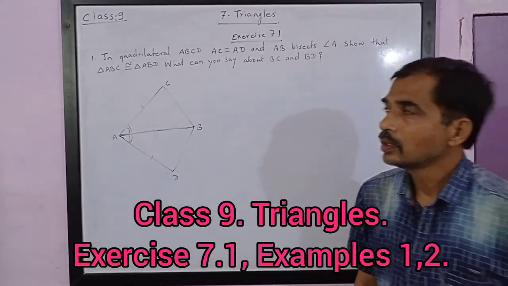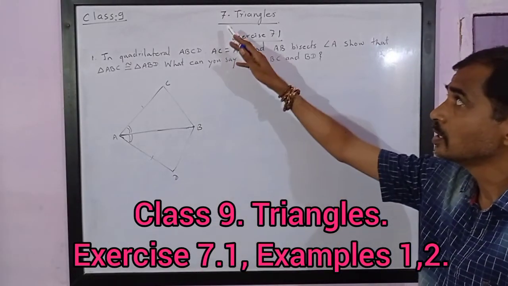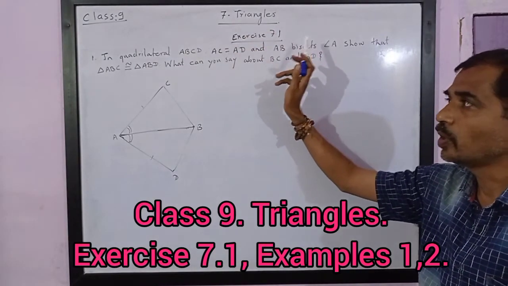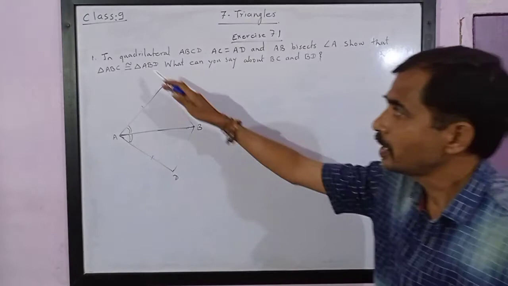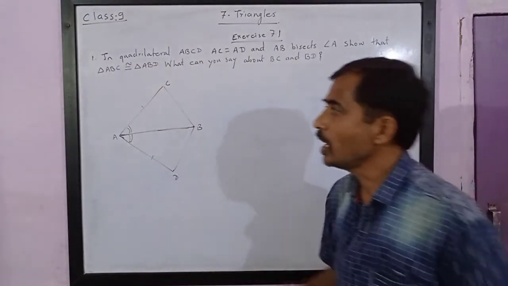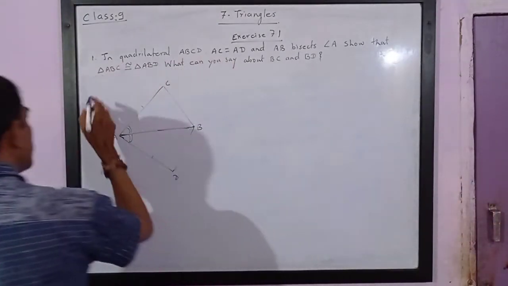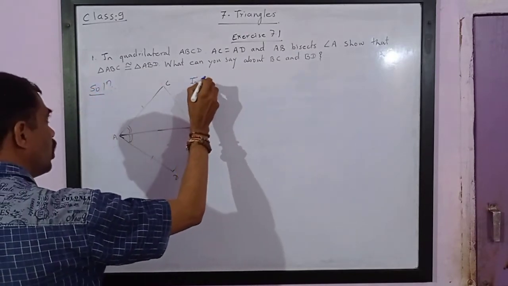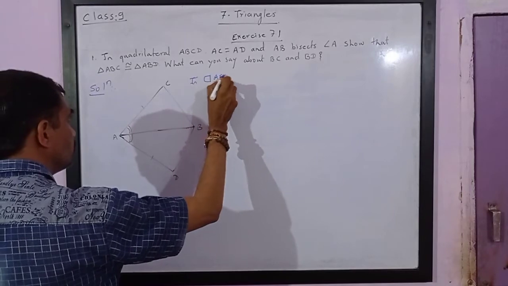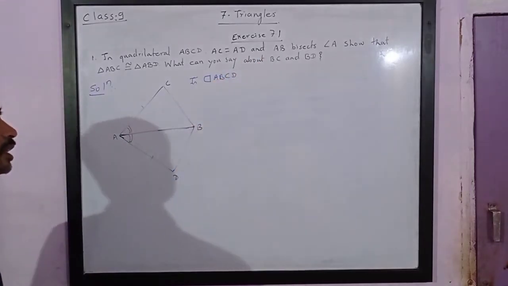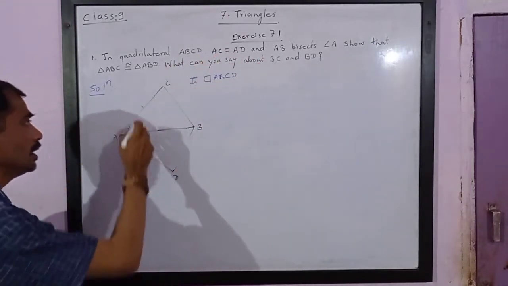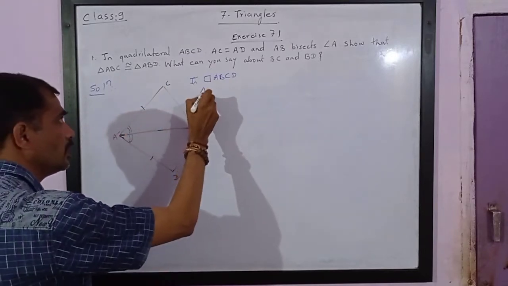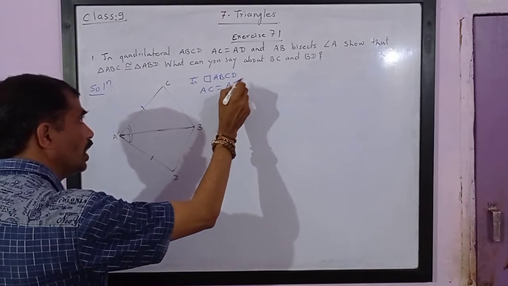Dear friends, in class 9 we are studying the 7th chapter, Triangles, and in exercise 7.1 we have the first question. In quadrilateral ABCD, we are given that AC is equal to AD. So this side is equal to this side. It means AC is equal to AD.